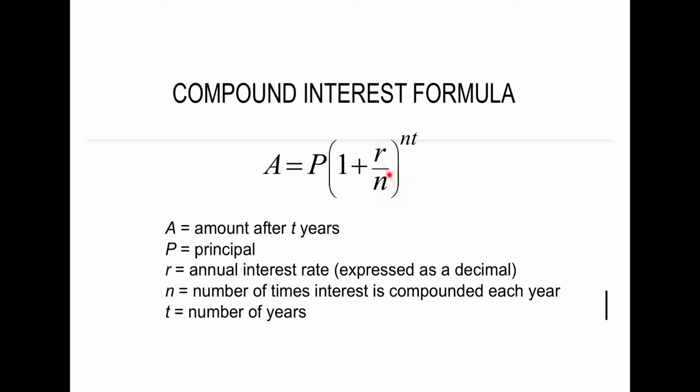So we're going to take the rate, we're going to divide it by the number of times you're going to get paid, and we're going to raise this to the number of years, but then we're going to multiply it by N, because N denotes how many times we're actually compounding it. And so it becomes part of the power as well.